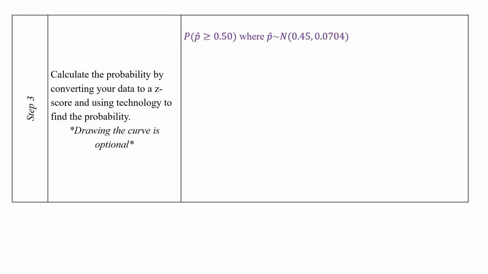Well, again, it goes back to step 1. We are trying to find the probability that the sample proportion is greater than or equal to 0.50. And we just found out that p-hat follows a normal distribution, is centered at 0.45, and has that standard deviation of 0.0704. We just created that sampling distribution in step 2. So now we're going to take this and convert it to a z-score. To convert it to a z-score, remember you take that 0.5, subtract the mean, and divide by the standard deviation. And that gives us the probability that z is greater than or equal to 0.710.